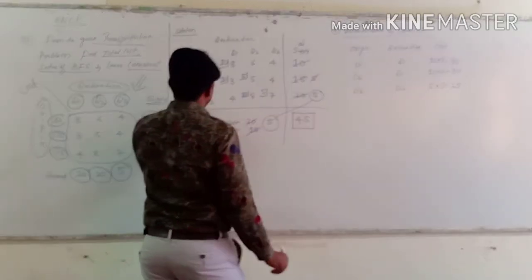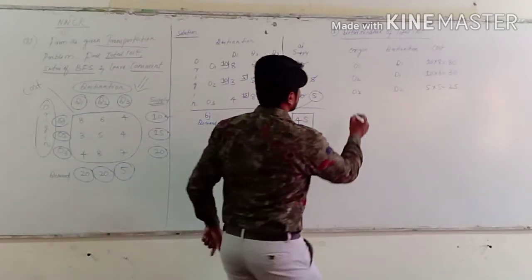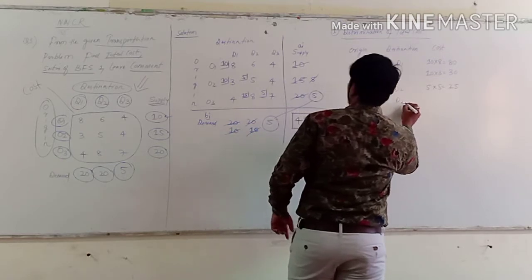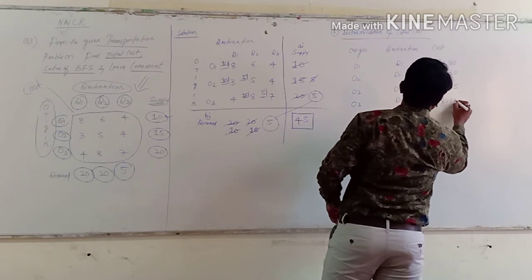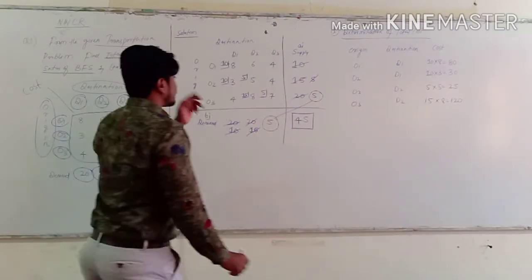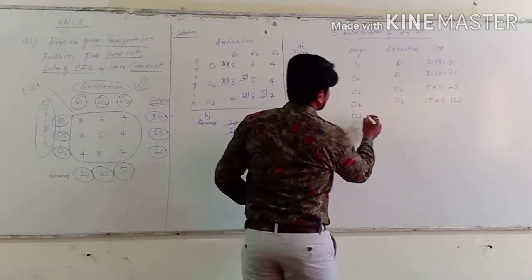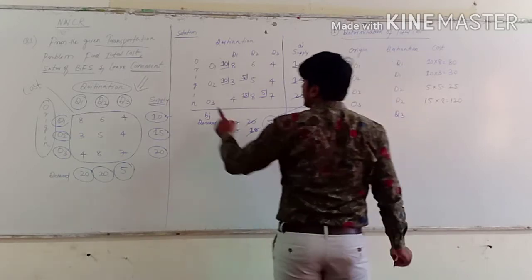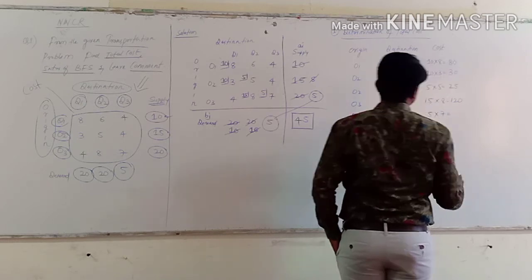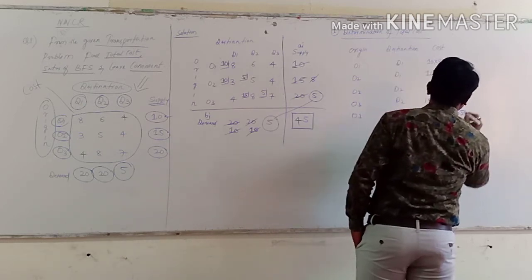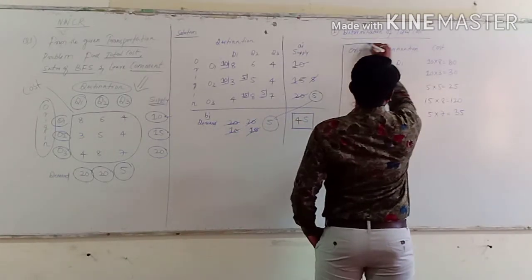This is an empty cell, leave it, and this is an allotted cell. Origin 3, destination 2. 15 8s are 120. Next one is O3 D3. 5 7s are 35. Okay, this is our total cost table.